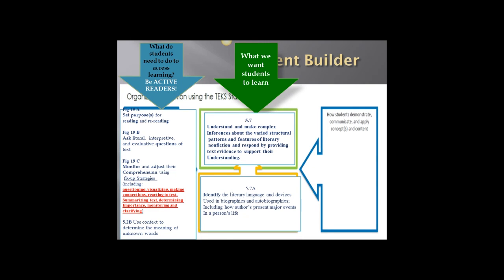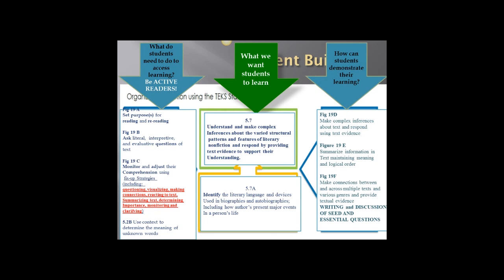5.7a could be a scaffold in this learning process where students must first be able to identify the literary language and the literary devices used in biographies and autobiographies, including how authors present major events in a person's life. Students can demonstrate their learning when they're able to make these complex inferences about text and respond using text evidence, when they're able to summarize information, and when they're able to make connections between and across multiple texts. This requires writing and discussion of seed and essential questions in the classroom daily.